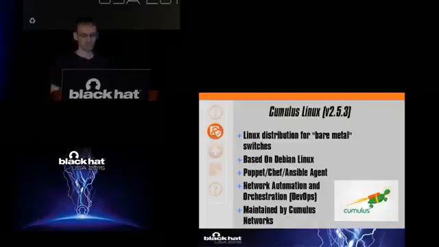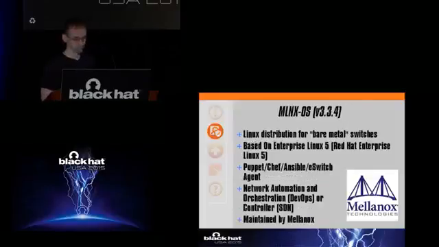Then we have Cumulus Linux, looked at version 2.5.3. It's really critical, right? When they look at these things, they want to make sure that you're looking at the most current version. So we'll always put these up there. So version 2.5.3, also based on Debian Linux, Puppet, Chef, Ansible. That's what you'd install because it's meant primarily for a DevOps environment. Right? Automation and orchestration, maintained by Cumulus Networks.